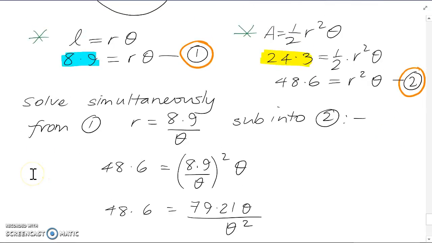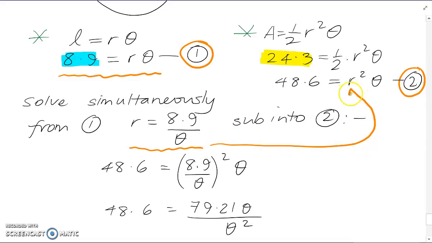So from number 1, I can make r the subject of that. So let's make r the subject here. So that means I've got to divide through by theta, which is why I've got r equals 8.9 over theta here. Okay, once I've made r the subject of that, I'm now going to put that into equation 2. That eliminates r, and I now have an equation with only thetas in it. So see that r? Let's go put it in there. So here it is. So once we've put that in, we'll square it. So 8.9 squared is 79.21. Theta squared is theta squared.